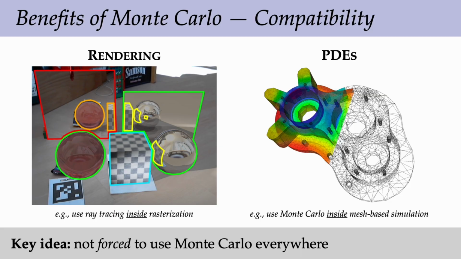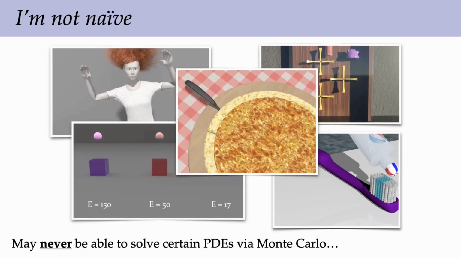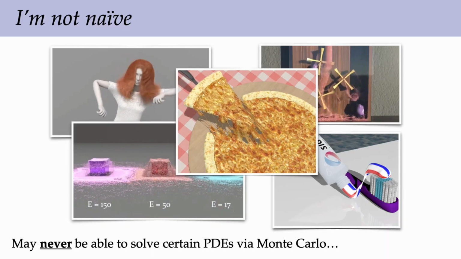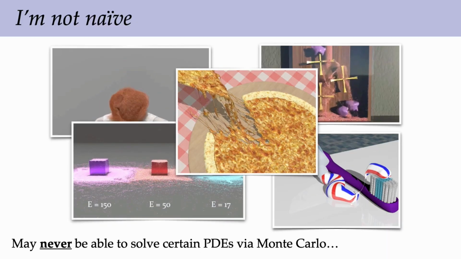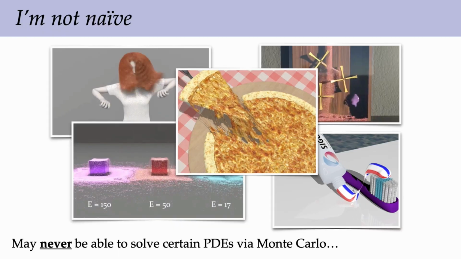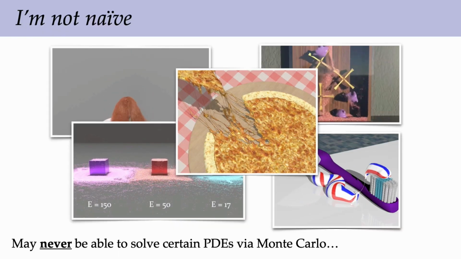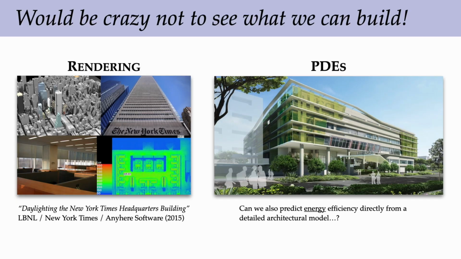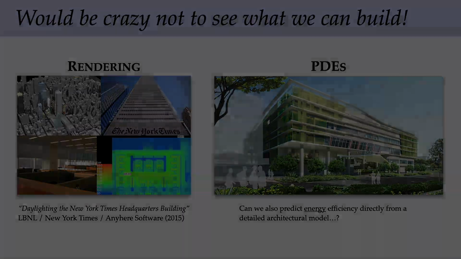Now, despite my exuberance about this approach, I'm not naive. There is amazing work on solving all sorts of physical equations that we may never be able to do using Monte Carlo methods. But at the same time, given how far Monte Carlo has brought us in helping to understand and simulate and predict illumination, we would be absolutely crazy not to see what we can also do for science and engineering. Okay, enough with the propaganda.